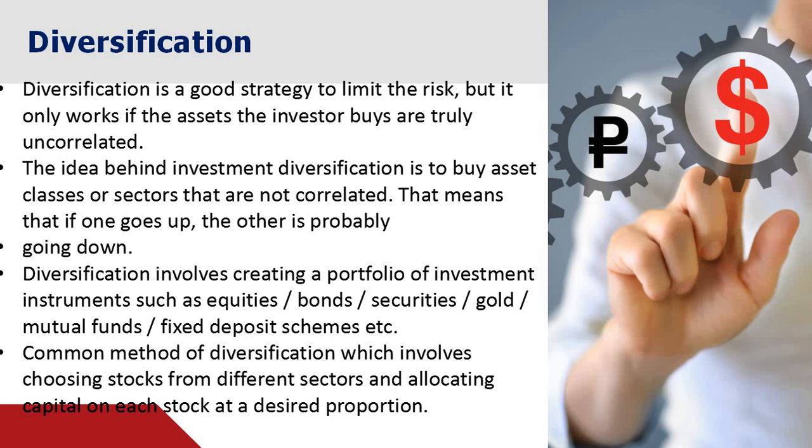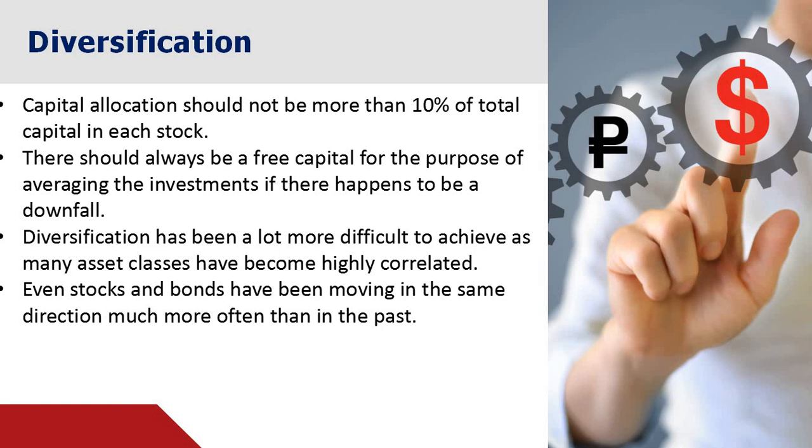Diversification usually involves creating a portfolio of investment instruments such as equities, bonds, securities, gold, mutual funds, fixed deposit schemes, etc. A common method of diversification involves choosing stocks from different sectors and allocating capital to each stock in a desired proportion. The capital allocation should not be more than 10% of the total capital in each stock. There should always be free capital for averaging the investments if there happens to be a downfall.